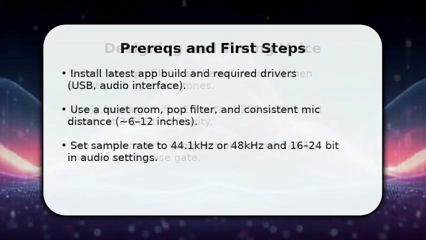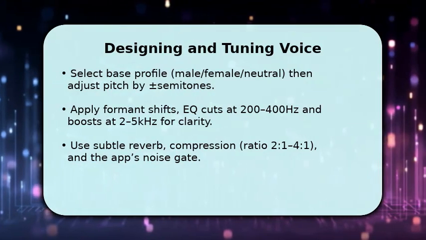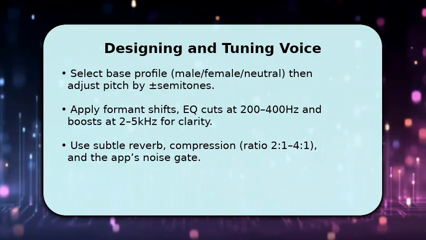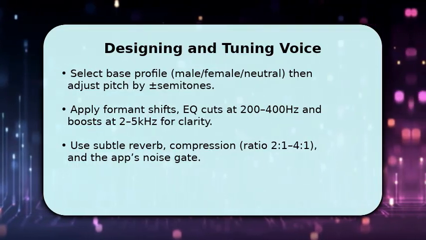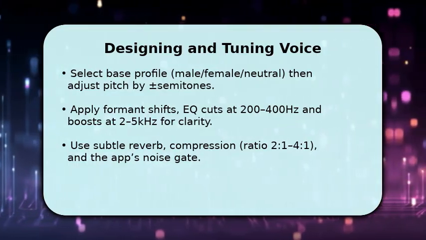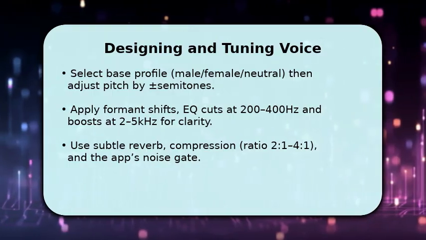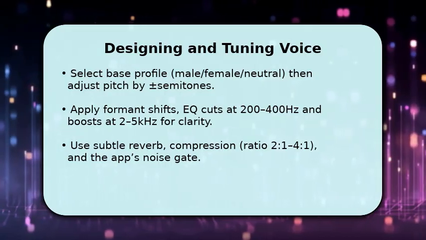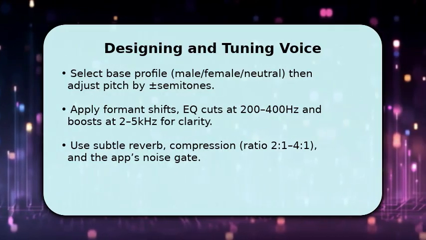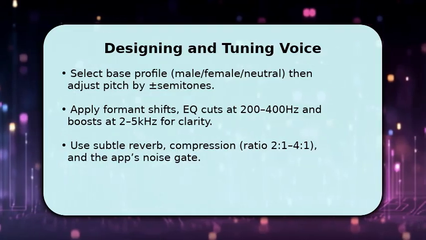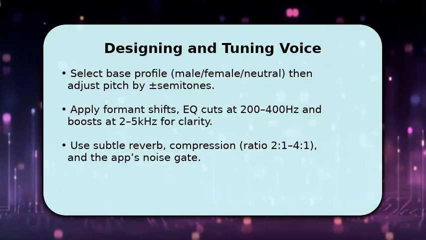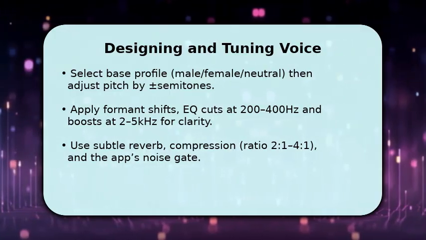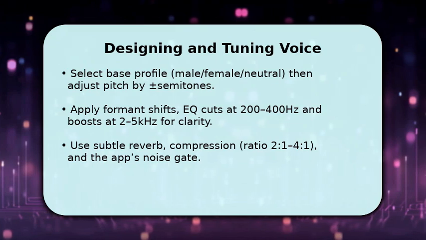You now design the voice. Pick a base profile closest to the target and change pitch in semitone steps. Small shifts preserve naturalness. Once done, tweak formants to maintain vowel shape and add EQ, cut muddy 200 to 400 Hz and lift 2 to 5 kHz for presence. Make sure to add gentle compression at roughly 2 to 4 to 1 and a light noise gate. These keep dynamics steady. Test by speaking varied phrases and iteratively refine each parameter until consistent.